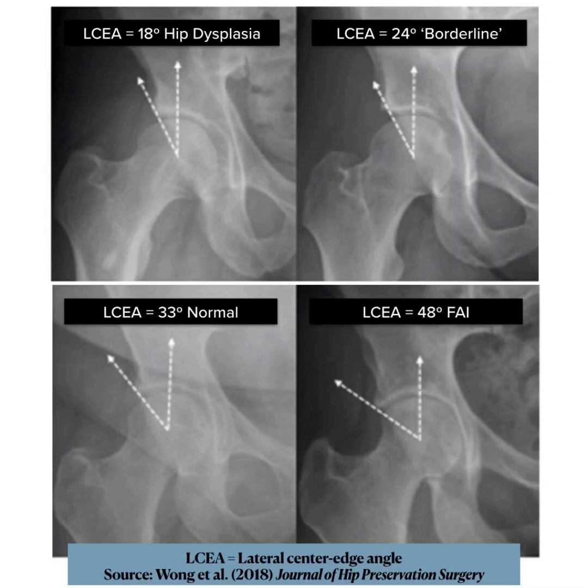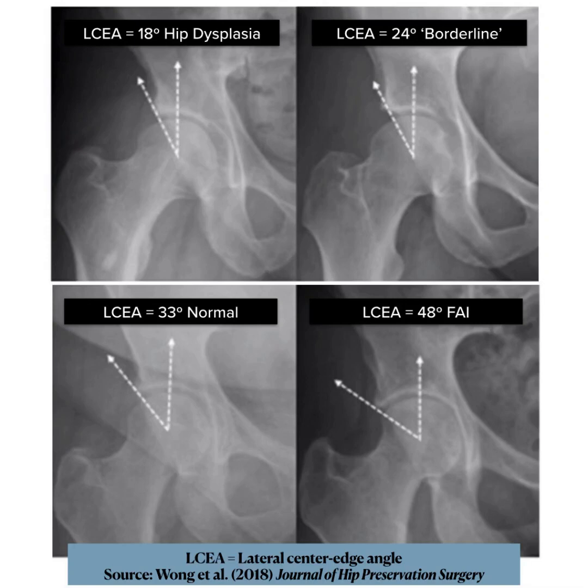Next to it, the top right-hand side, here we have an LCEA of 24 degrees. This is one that's more considered borderline. There are these kind of grey areas where perhaps between 20 and 25 degrees, it isn't quite so clear whether we're looking at a truly dysplastic hip. In the bottom left, the LCEA is 33 degrees. This is a normal hip in terms of dysplasia, certainly from this finding.